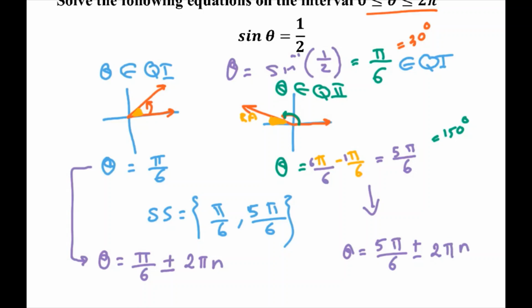N is basically a number, an integer from 0 to infinity. So if you take n = 0, 0 times 2 pi is 0, so the answer is pi over 6. If you take n is 1, then 2 pi times 1 is 2 pi, so the answer will be pi over 6 plus 2 pi, or pi over 6 minus 2 pi. Because it's an infinite number of solutions, we keep it open. So instead of saying 2 pi and then plus 4 pi plus 6 pi and so on, you will say 2 pi n.